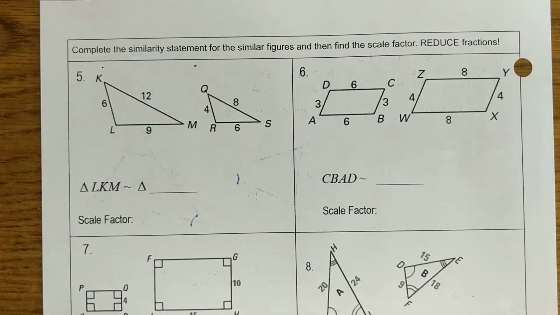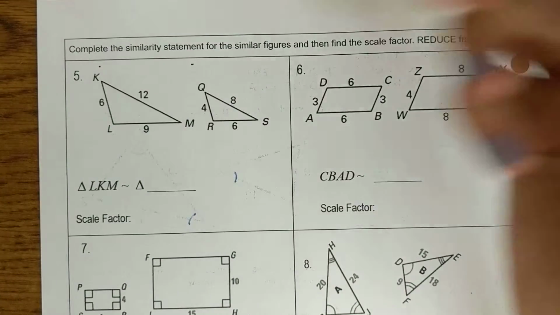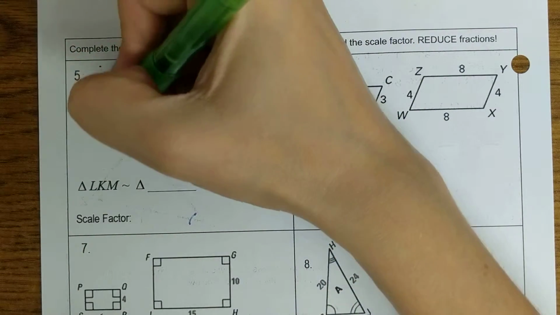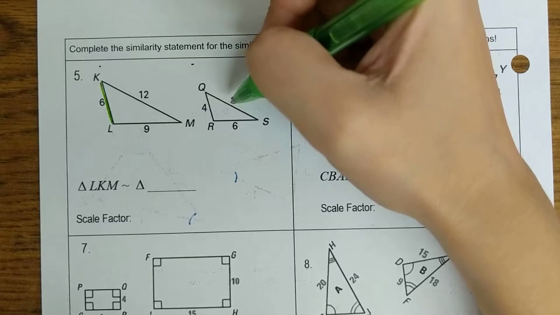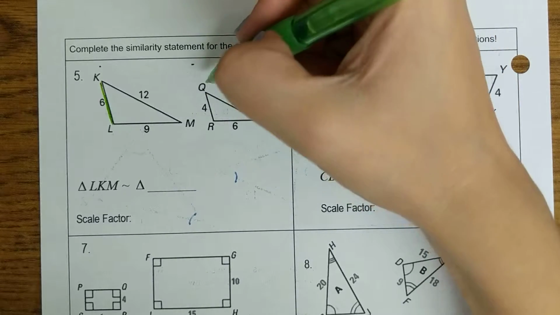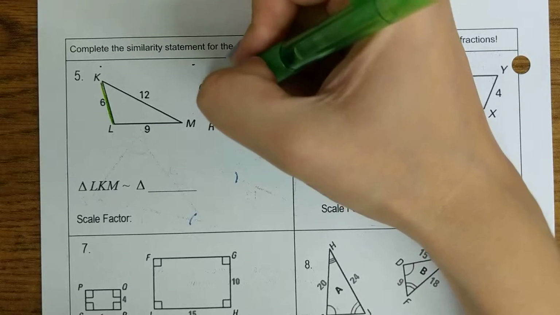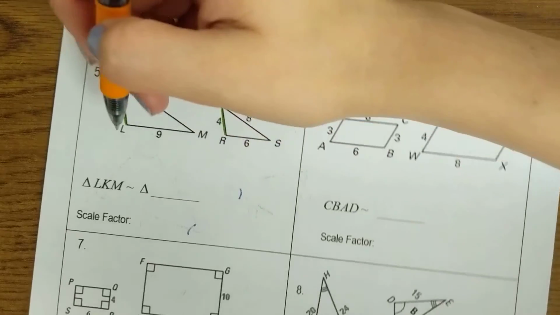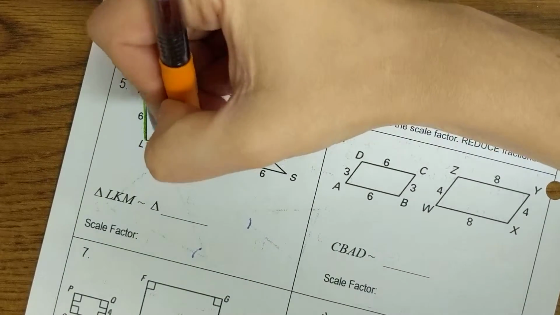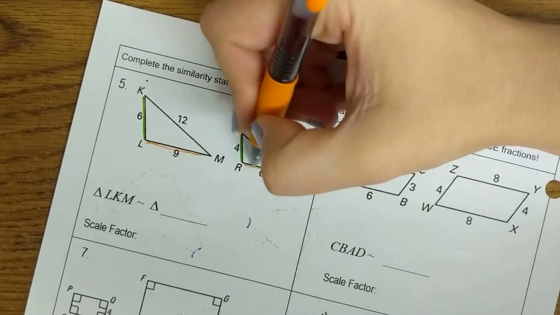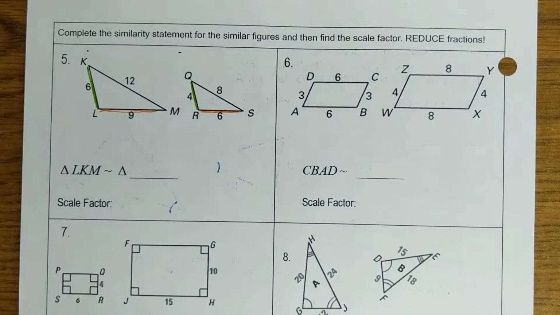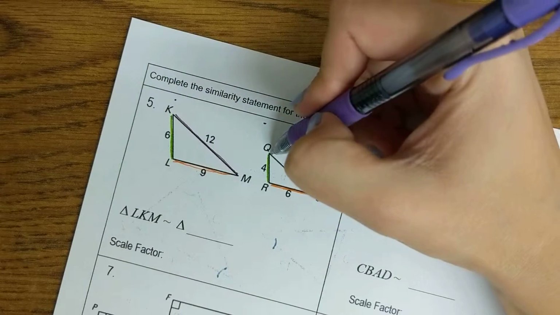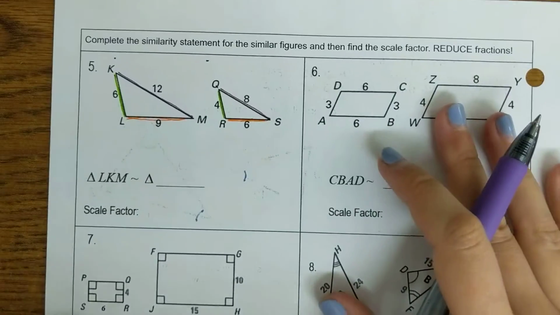Based on the numbers alone, I'm going to color the sides. The shortest side on the left triangle is 6 units long. The shortest side on the right triangle, the triangle to the right, is 4 units long. The medium length side is 9 units. And the medium length for this one is 6 units. And then the longest side, 12 units, 8 units.